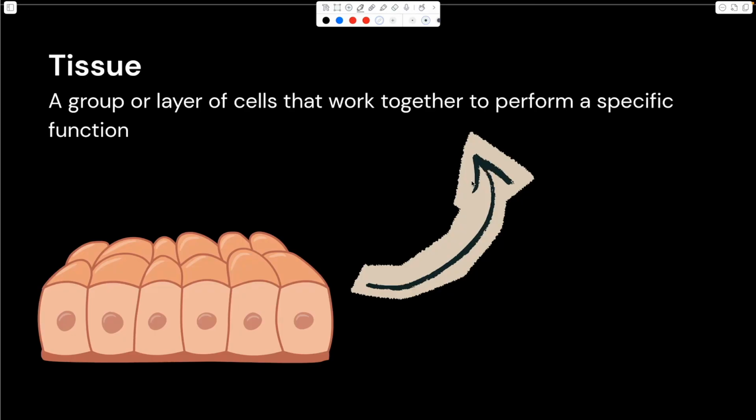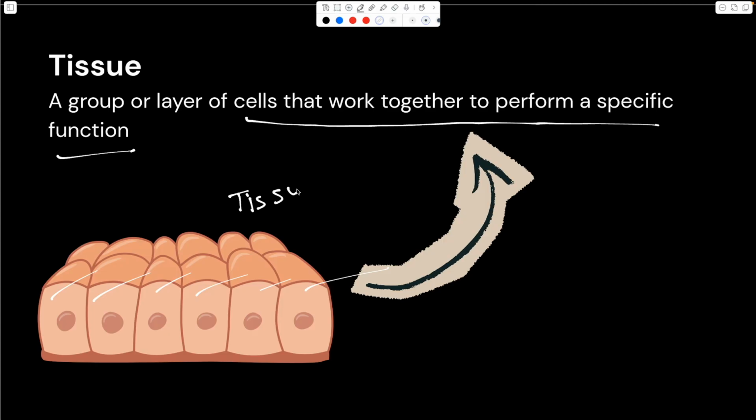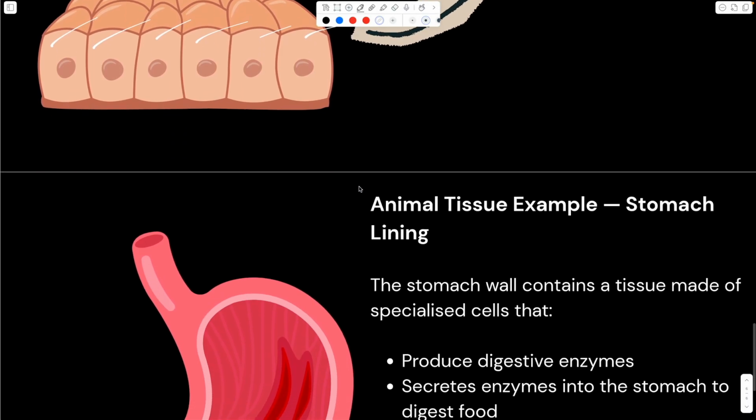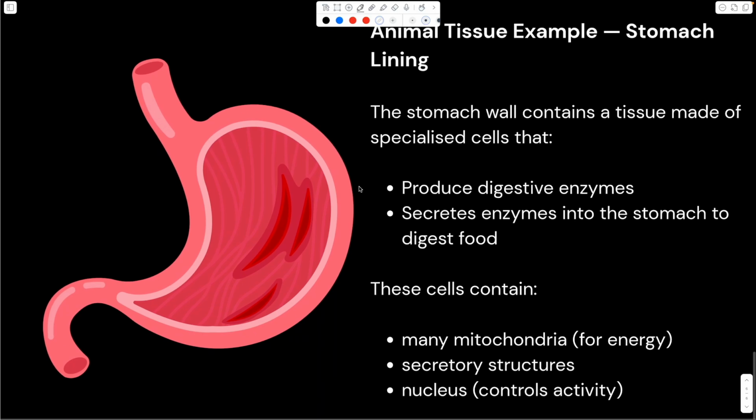Okay, now let's look at another definition, which is the definition of tissue. A tissue is a group or layer of cells that work together to perform a specific function. So these layers of cells are all the same type. These same type of cells are known as tissue. Okay. Now let's look at an example, which is animal tissue. Let's look at the stomach lining.